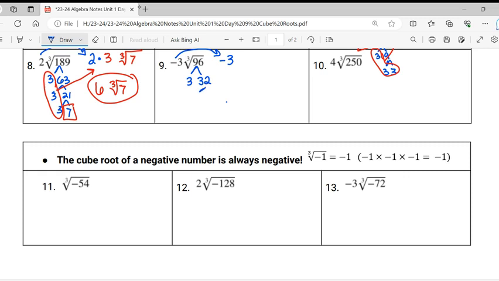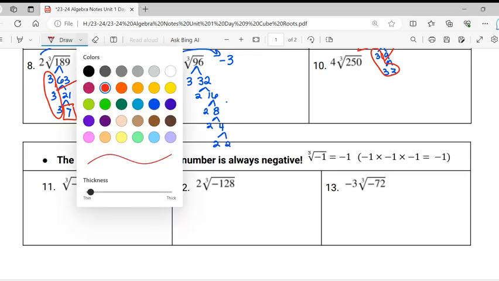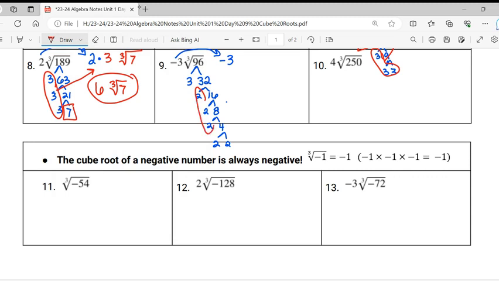32 times. We're going to break up 32, 2 and 16, 2 and 8, 2 and 4, 2 and 2. We'll look for triplets. I have triplet 2s right here. And I don't see any other triplets, but I'm going to box all these single numbers. Remember, we're not looking for pairs or 2 of a kind. We're looking for triplets. So I can represent this triplet of 2s outside the radical. And then any single numbers are going to stay in the radical as a string of multiplication as well.